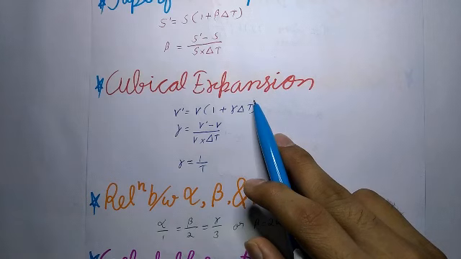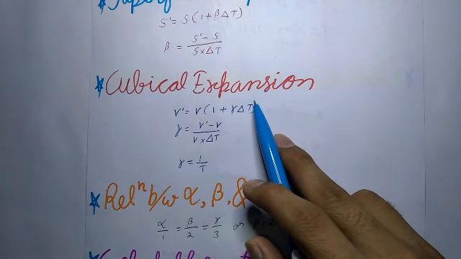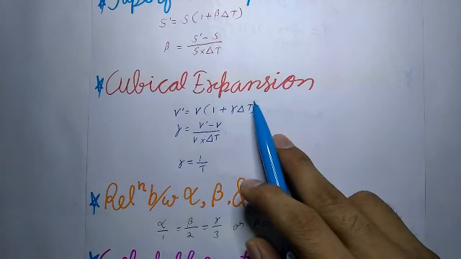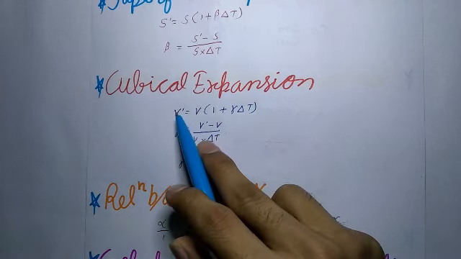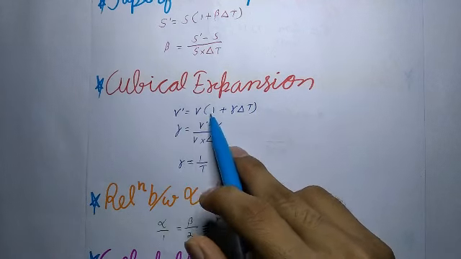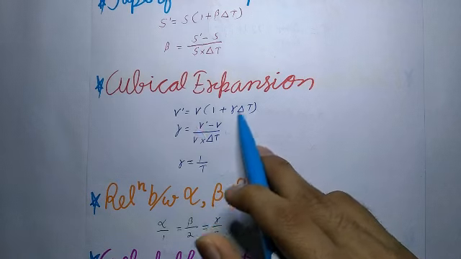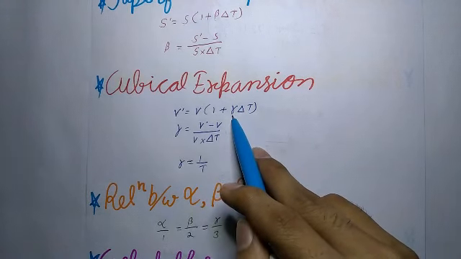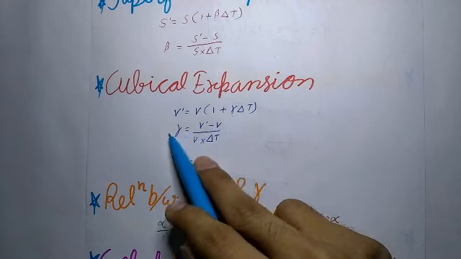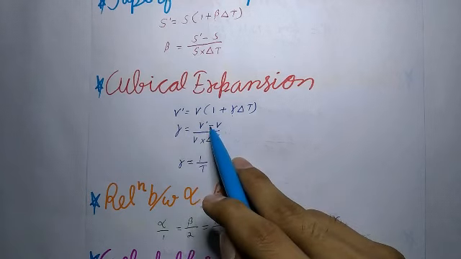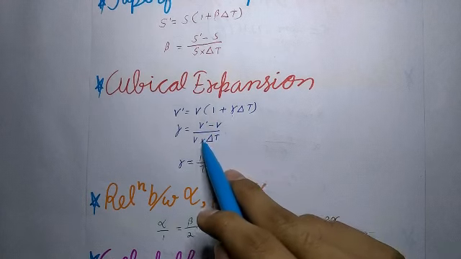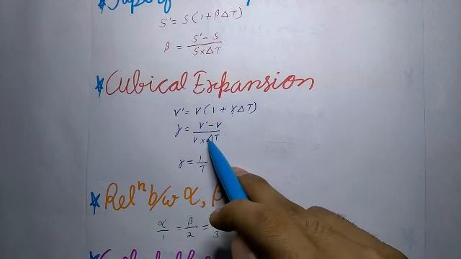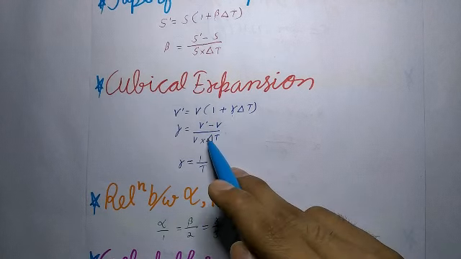When a solid of initial volume V is heated through a temperature delta T, its final increased volume is given by V dash equals V into bracket 1 plus gamma delta T, where this gamma is the coefficient of cubical expansion. It is given by this expression: gamma equals V dash minus V upon V into delta T.